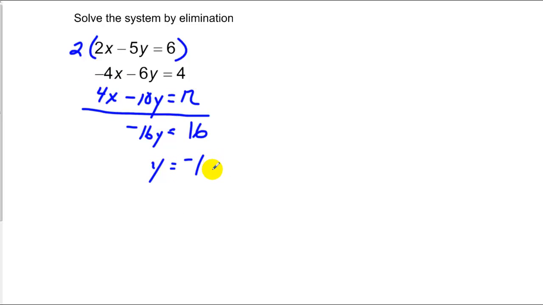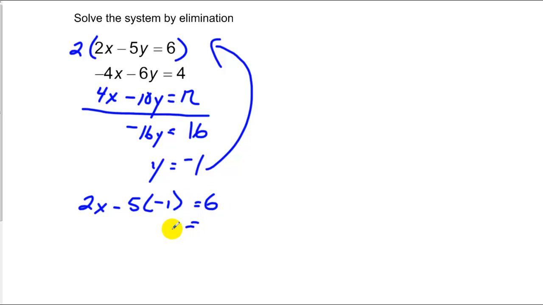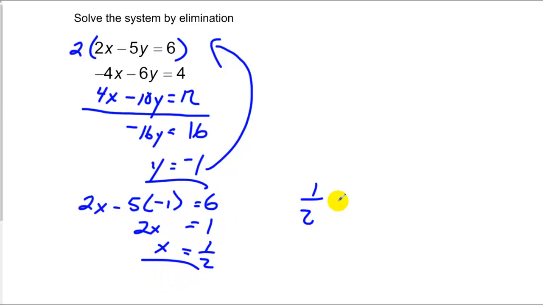If y is equal to negative 1, I can go back to either of the two equations, plug my y value in, and get an x value. So I have 2x minus 5 times negative 1 equals 6. We end up with 2x equals 1, and x is equal to a half. And there is my point of intersection of the two linear equations.